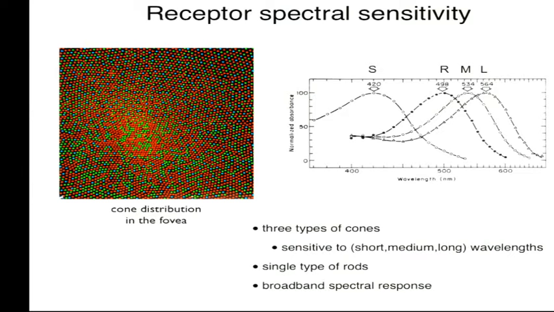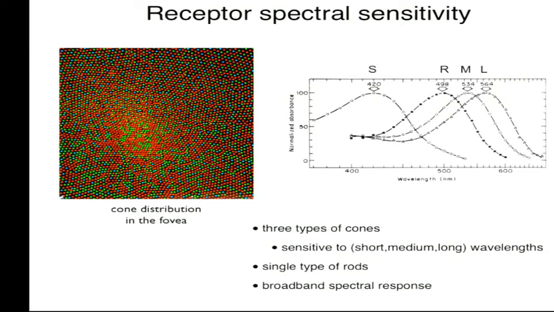There are three types of cones that have different spectral sensitivity curves. And here you can see that they peak in different locations across the spectrum, right? So there's a big difference between the middle wavelength and the long wavelength cones and the short wavelength. So the short wavelength system and the middle long wavelength system are distinct from one another, and they're distinct evolutionarily, right?